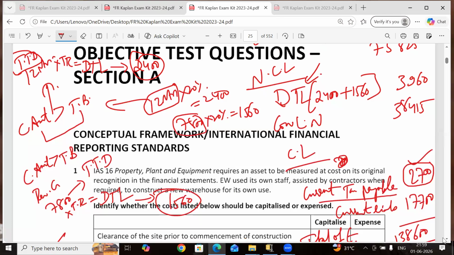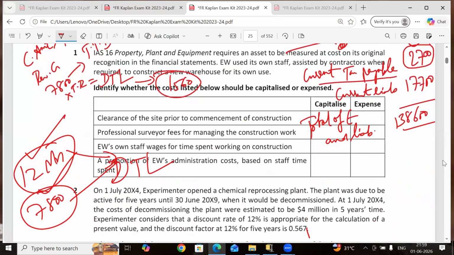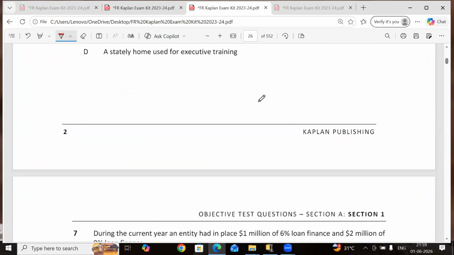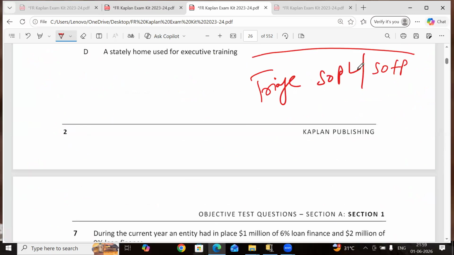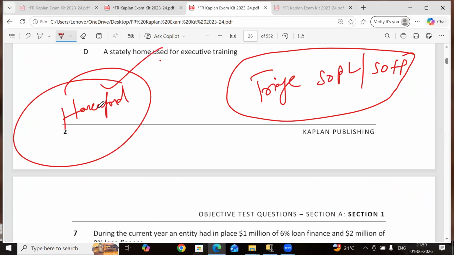So we are done with this question. Everything is clear and done. Today we have finished Triage companies, SOPL and SOFP. It was a very, very big question. Tomorrow we will cover Haverford. We will make the income statement for Haverford. So be ready for tomorrow evening.